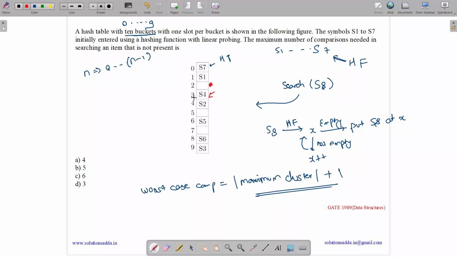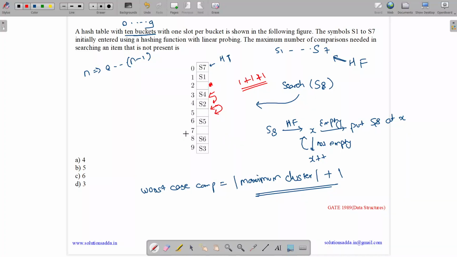If we want to put at 3, 3 is occupied, so 1 comparison. Then we check at the next slot using linear probing. So 4: we check at 4, so the number of comparisons is 1 plus 1. It is also occupied, so we check at the next slot. Here it's empty, but still one comparison would be there, as we check whether that item is present over there or not. So for a cluster size of 2, we got 3 comparisons.